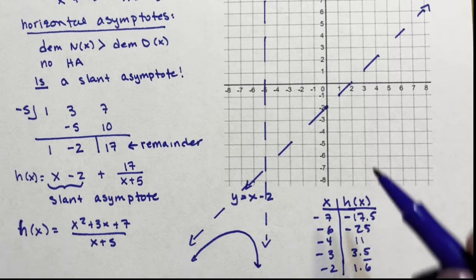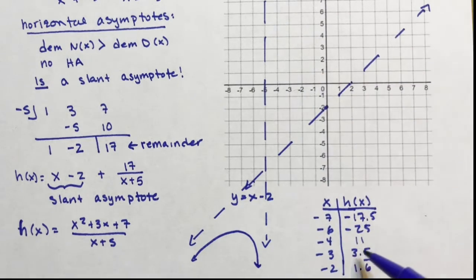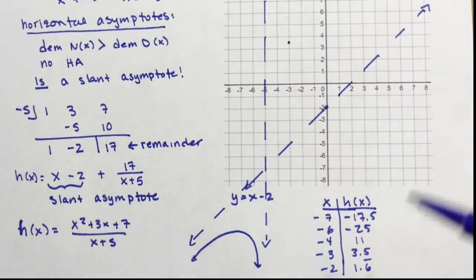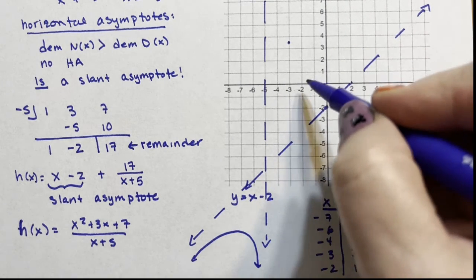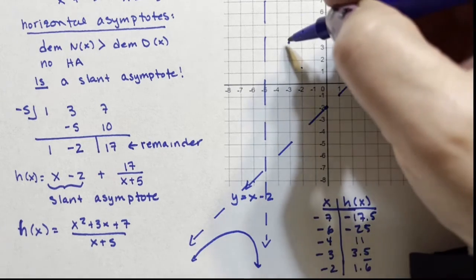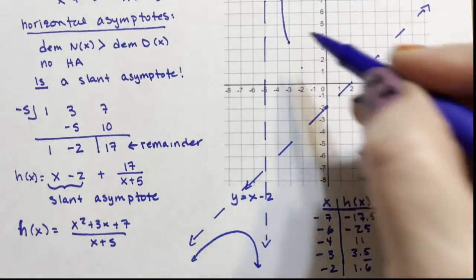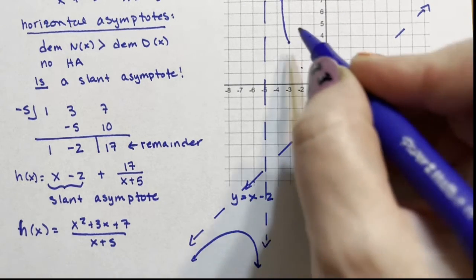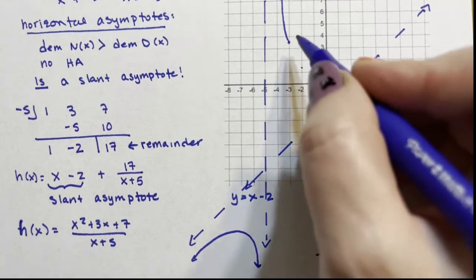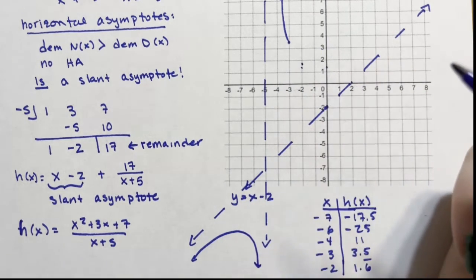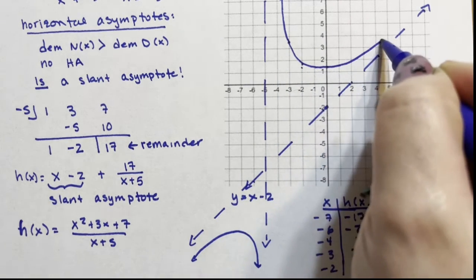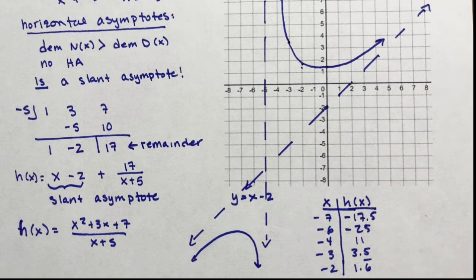-4 is at 11. That is also off my grid. -3 is at 3.5. Hey, something I can actually plot. -2 is at 1.6. So this is coming up here. 0, by the way, is at 1.4. I do have that in my notes. So 1.6, 1.4. And I have a basic sketch of what this graph looks like.